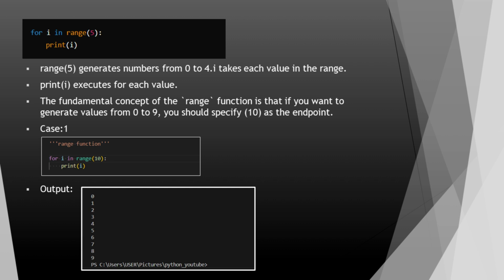So let's see case number one. I have divided the range function into three cases so you can have a better understanding of this range function. Let's see case number one. Case number one is simple. Here I have written for i in range 10 and I have executed my print statement. As you can see, it has printed the numbers from 0 to 9 in the output below. So that was our first case about range function.